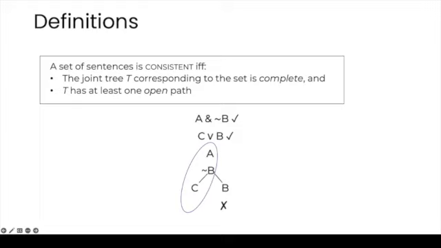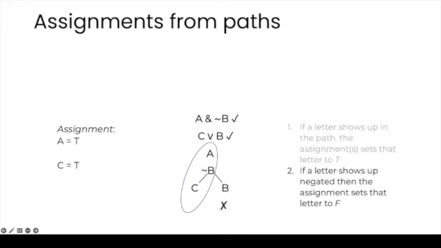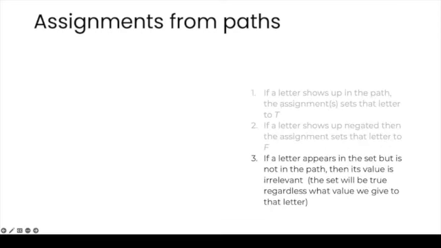Also, we can read off the path the assignment or assignments that make all the members in the set true. The procedure for doing so is the following. If a letter shows up in the path, the assignment sets that letter to T. In this path, we have two sentence letters, A and C, so the assignment sets those letters to T. Also, if a letter shows up negated, then the assignment evaluates that letter to F. So our path contains not B, and in consequence, our assignment gives it an F. Finally, if a letter appears in the set but is not in the path, then its value is irrelevant. The set will be true regardless of what value we give to that letter.